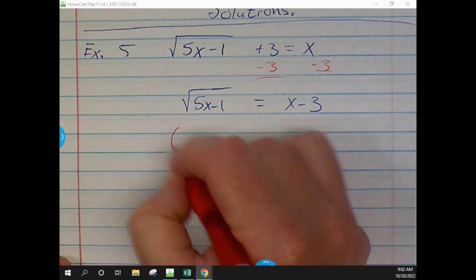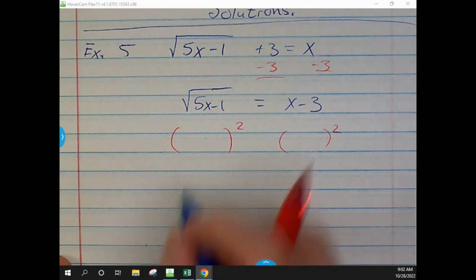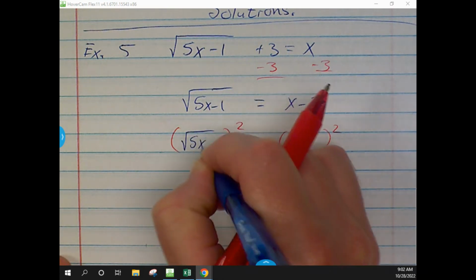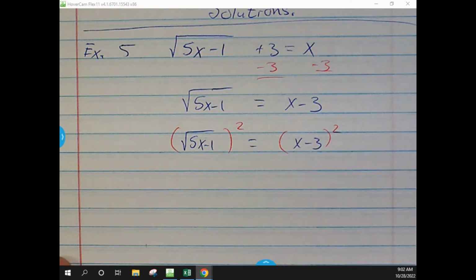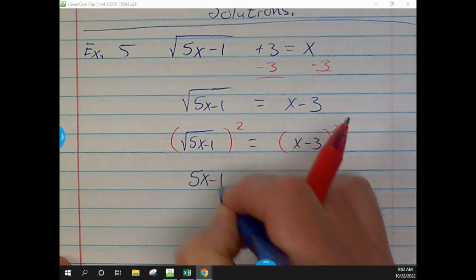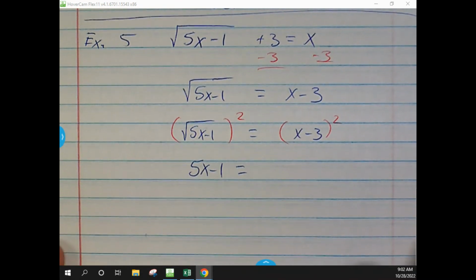Okay, so first step, still the same, still good. Then we're going to take both sides and square it because it's a square root. So the square root cancels out, and we get 5x minus 1. All right, now here's where the extra work starts to kick in. Because what happens with x minus 3 squared? What do we have to do there?